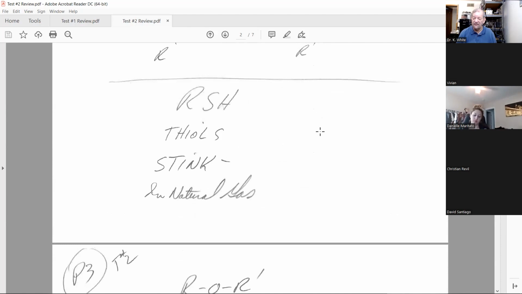And that's everything I taught you about alcohols this semester. Now, next I talked about thiols. Thiols are the sulfur equivalent of alcohols. Instead of ROH, you have RSH, with the S being sulfur. And those are called thiols.